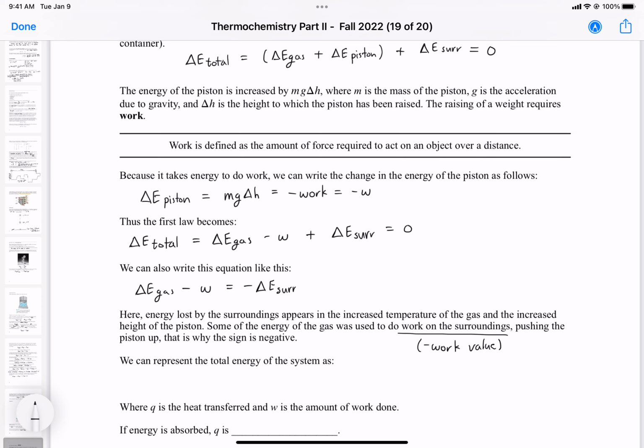So now we can represent the total energy of the system as delta E system. So remember we talked about Q? So now Q is going to be heat transferred from the surroundings to our system, and it's going to be the sum of Q plus W. So these two terms are path functions. They depend on the path taken.